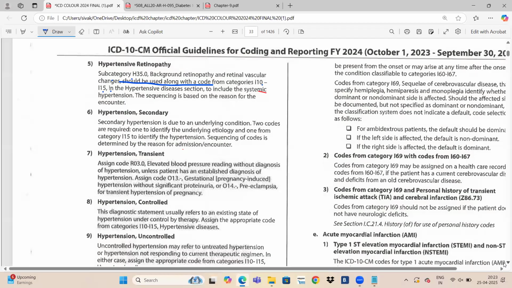Sir, HTN with cerebrovascular disease. In this case also we have a combination code for that, not separately. So yes, first the I60 series, then hypertension combination codes.